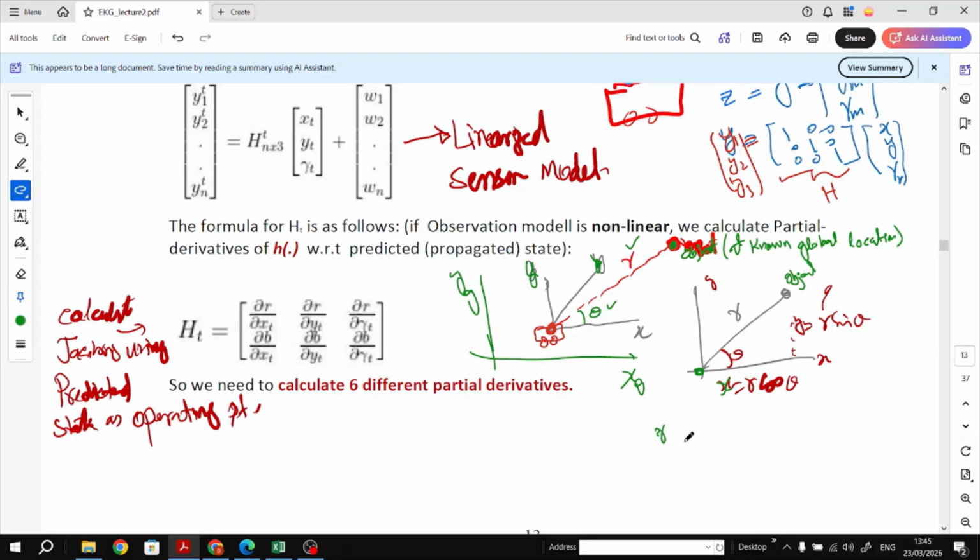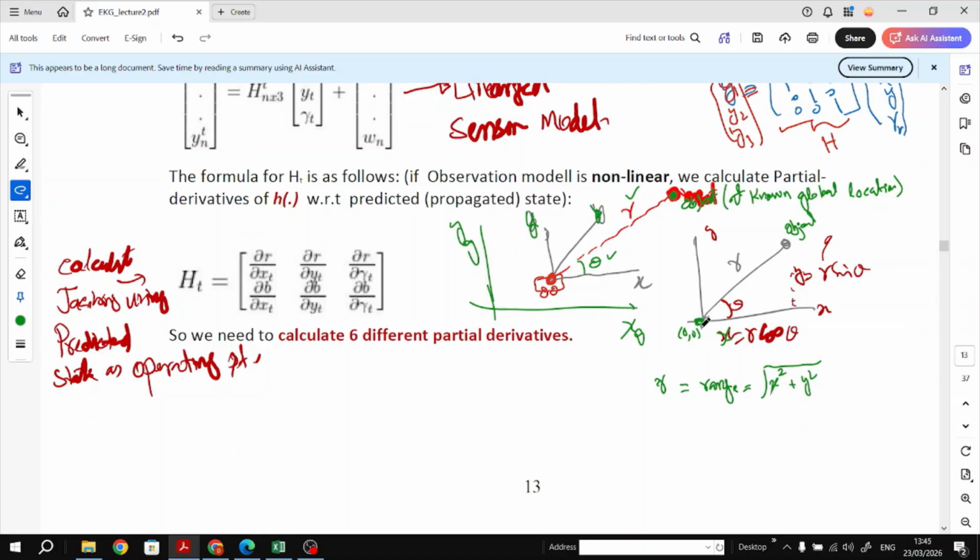So in this case, the range R will be, if this is 0, 0, let's say 0, 0, it can be non-zero in another case, but let's say it is 0, 0. Then what will be the range? The range will be the square root of x squared plus y squared.